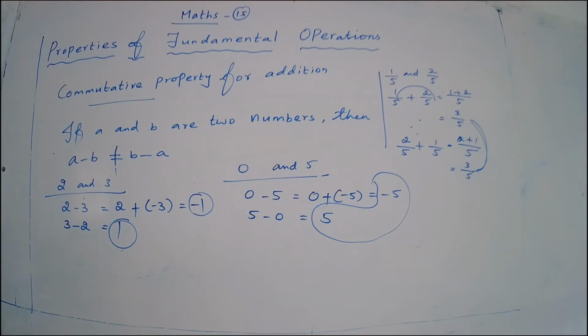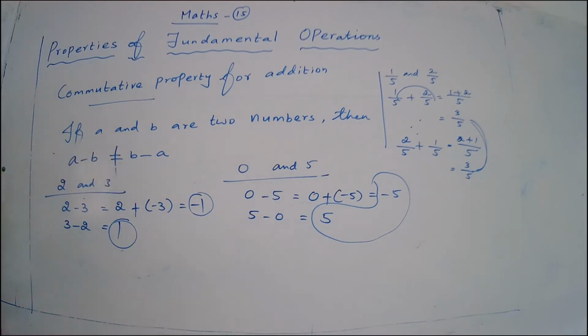Now you come to multiplication, subtraction finished. Okay. So for addition, how is the commutative property? True. a plus b equal to b plus a. But in subtraction, a minus b is not equal to b minus a.